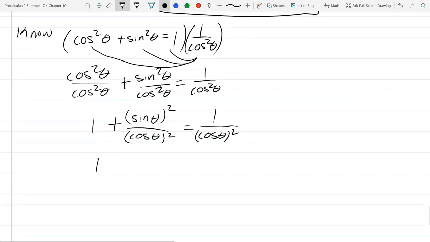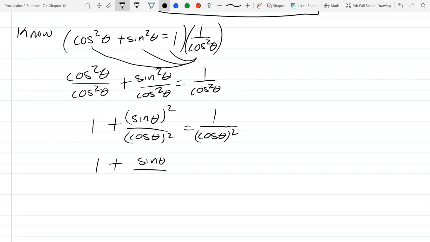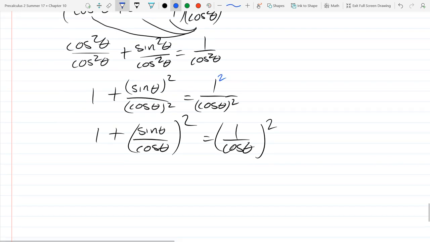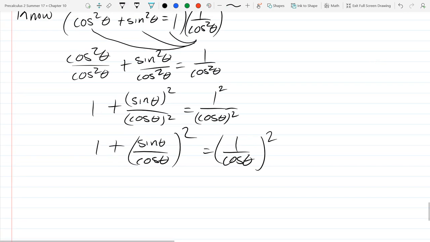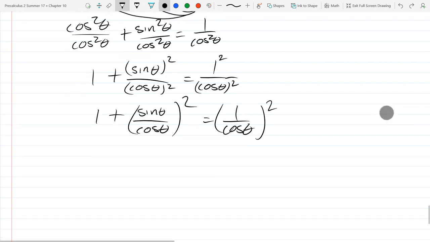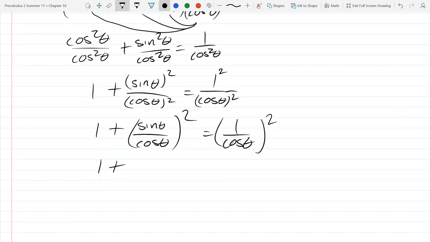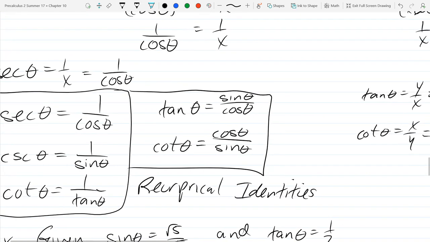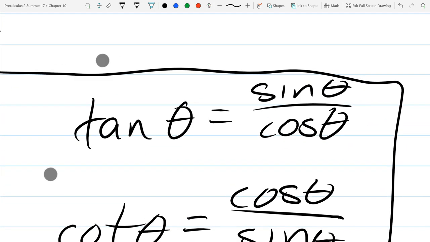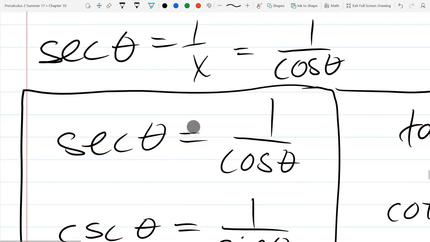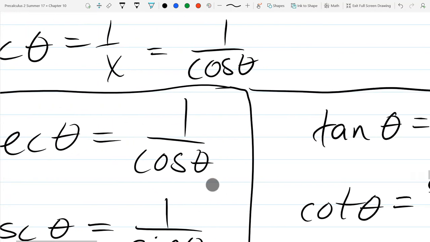All right, the reason I'm doing this is so I can rewrite it like this. One is the same as 1 squared, so we switch colors. So I just basically am bringing the exponents outside in a fraction. All right, what is sine over cosine? We got our reciprocal identities somewhere up here. We got sine over cosine is tangent, and the other one is 1 over cosine, which is secant. So one of them's going to turn into secant, the other one's going to be tangent.